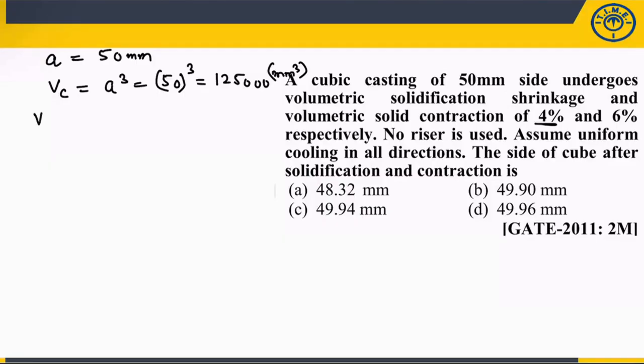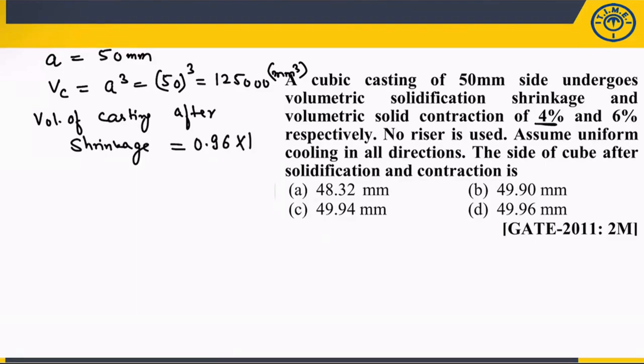Can I say the volume of casting after shrinkage is nothing but 0.96 times 125,000? Because 4% shrinkage means 0.96 or 96% will be left. Then again the shrinkage is happening. What is this value? If you solve, you will get the value in millimeter cube.